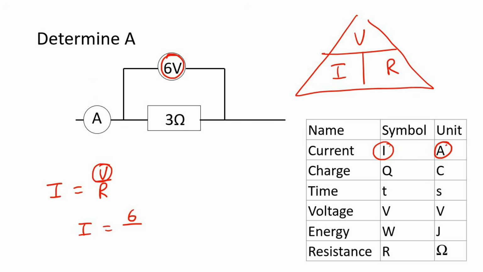Now, it's not going to be this easy, but I'm just building you up from the basics. Now, this voltmeter is connected to this resistor. So this V and this R can go together. So you've got to look out for that. And so that's going to give us 6 divided by 3, which is 2 amps. And so this would be 2 amps. Okay, so that's quite easy. I understand that, but we're going to make it more complicated as we go along.